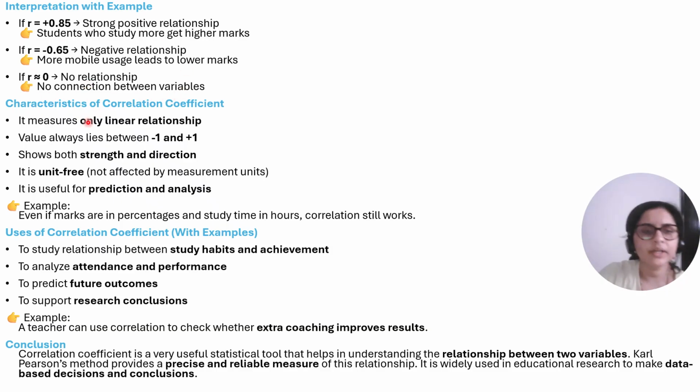Now the characteristics of the correlation coefficient, that is R. It measures only linear relationship, that is, both of them should go in one direction. Values lie between -1 and +1, and it shows both strength and direction. It is unit free. It is not affected by the measurement unit. It doesn't have any units like meters, grams, centimeters.